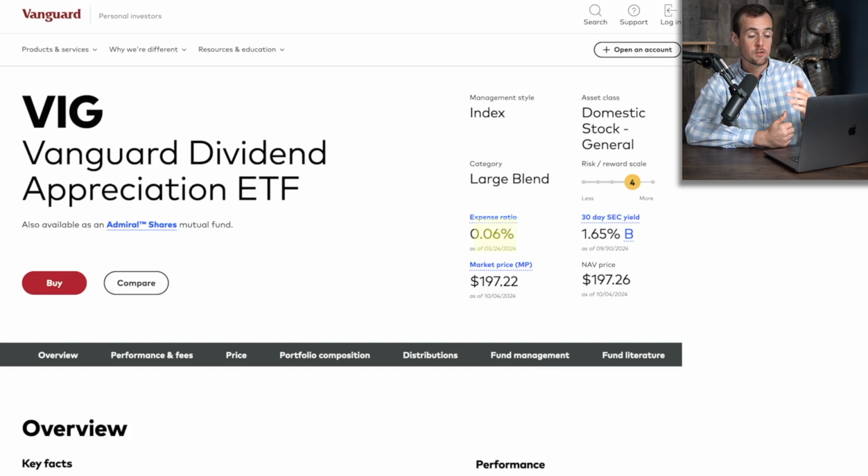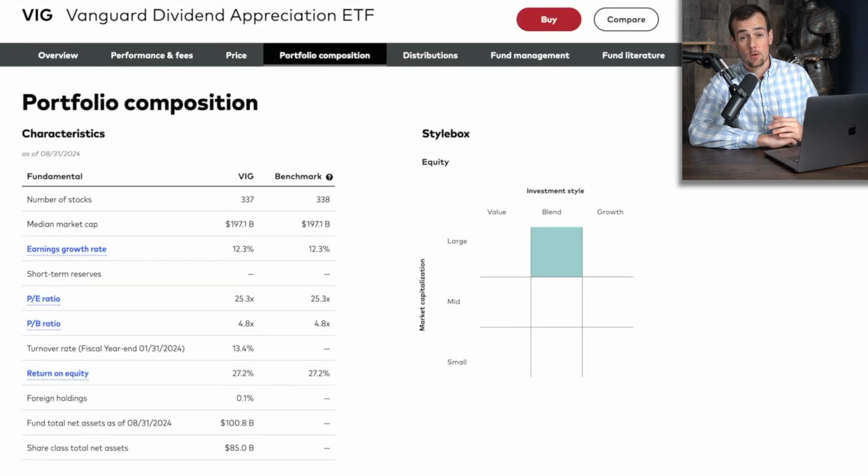The overall expense ratio here comes in at 0.06%, and the 30-day yield is 1.65% in terms of the dividend. Taking a look here at the style box, this is sitting in the top middle, so it's going to be mostly large companies, but you're also getting a blend here of both value and growth, because this isn't necessarily the highest dividend payers. This is those who are consistently growing that dividend over a decade or longer. In terms of the total invested here, it's 100 billion.